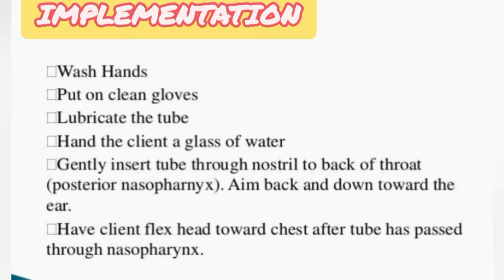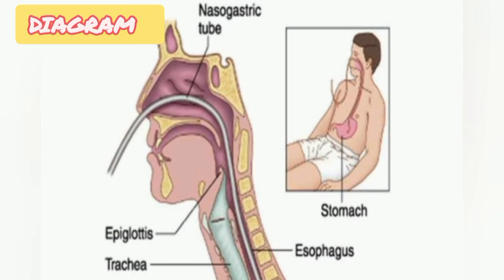Afterwards, we need to gently insert the tube through the nostril to the back of the throat, that is the posterior nasopharynx area. Have the client flex the head towards the chest after the tube has passed through the nasopharynx. This is the figure showing the insertion of the nasogastric tube.